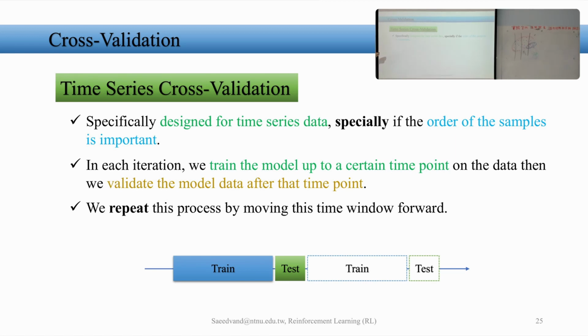Time series cross-validation is designed specifically for time series, and in each iteration we train the model up to a certain point in time. So we have time A to B, then we train based on that, and we repeat the window. It looks like this. The data in time series is coming. You choose a train and test time. For example, if it's years, 5 years of train, 1 year of test.